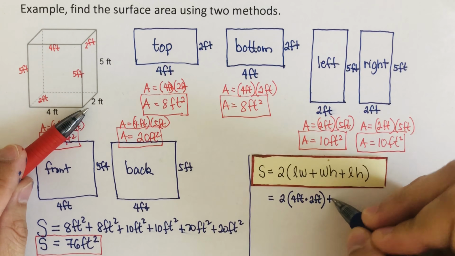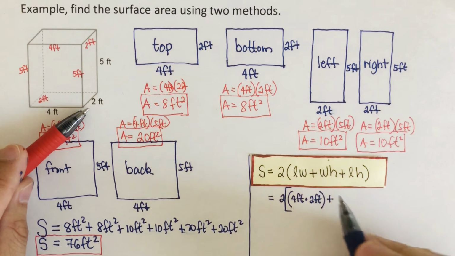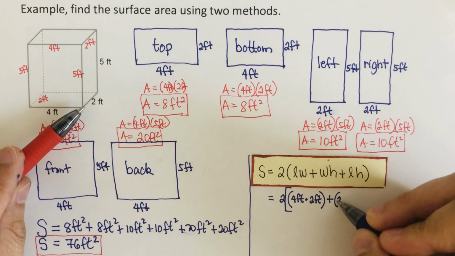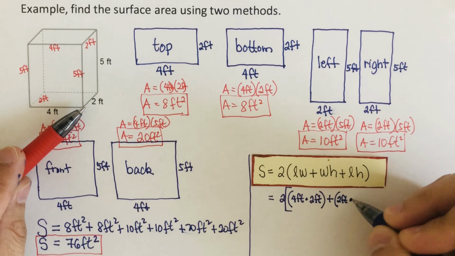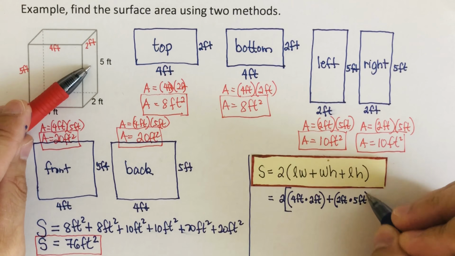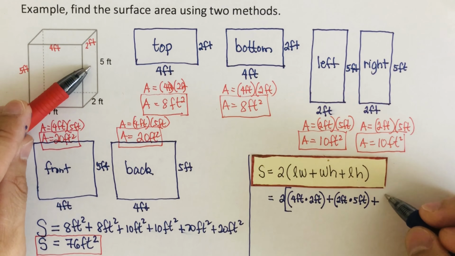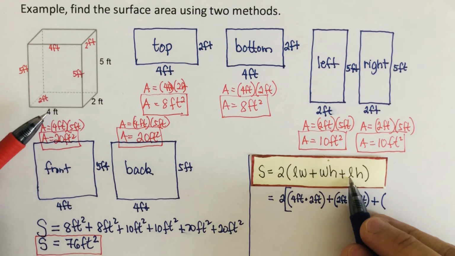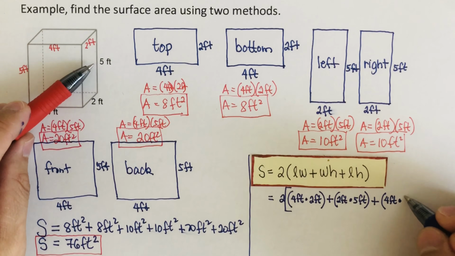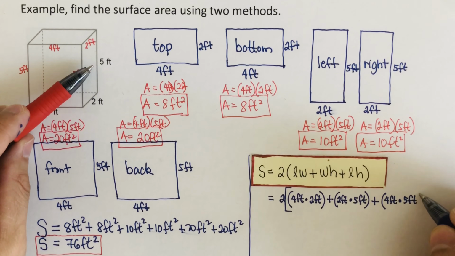Plus, we're going to multiply the width and the height. That would be 2 feet times 5 feet, because that's the height right there. Plus, the third one here is the length. That's 4 feet times the height, which is 5 feet. So I'm going to write 5 feet over there.